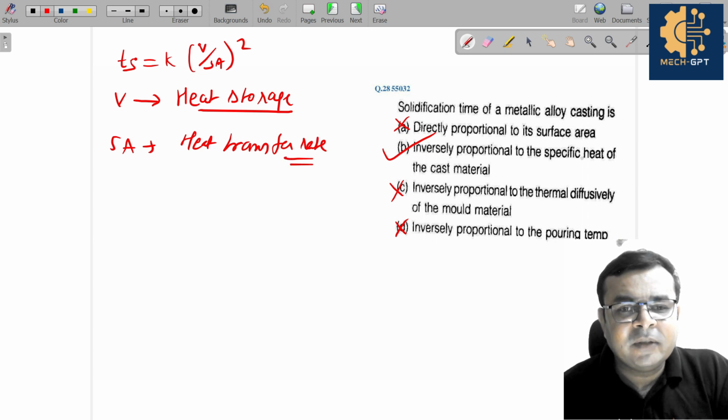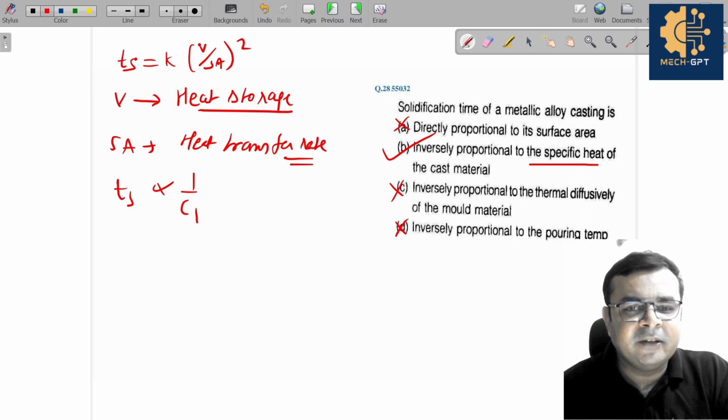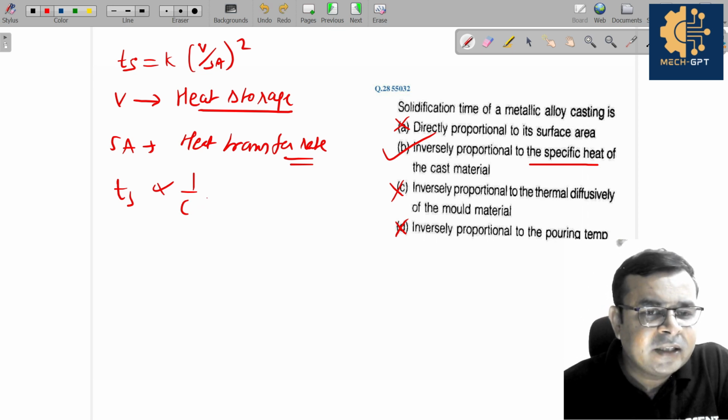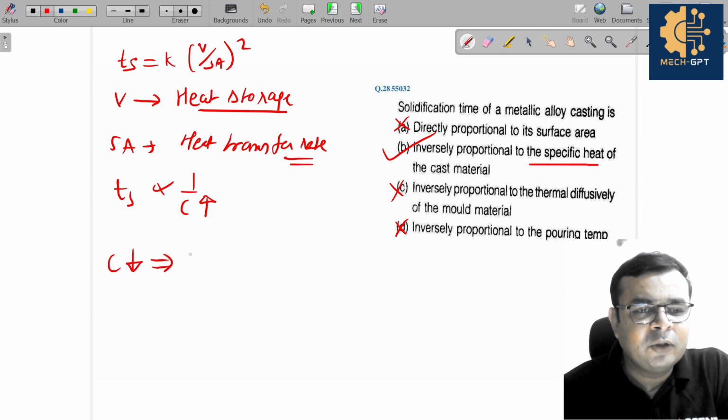And as it is inversely proportional to specific heat, let's say specific heat is C. So as you increase the specific heat, the solidification time will decrease. So lower specific heat means lower heat storage. Correct? Lower specific heat means lower heat storage.